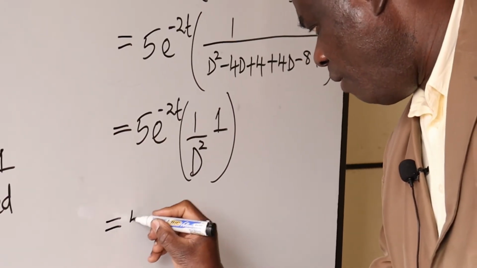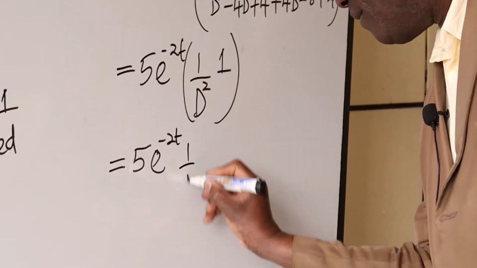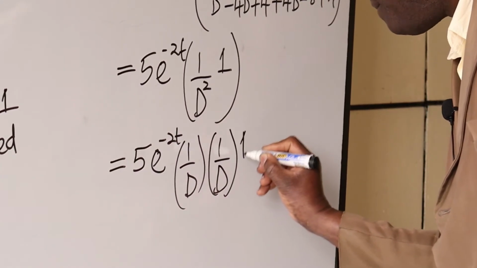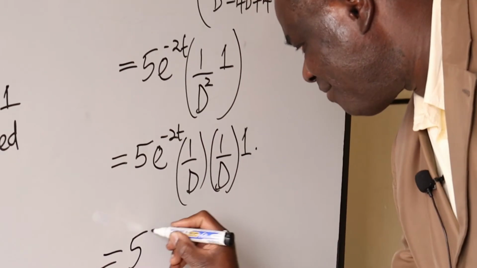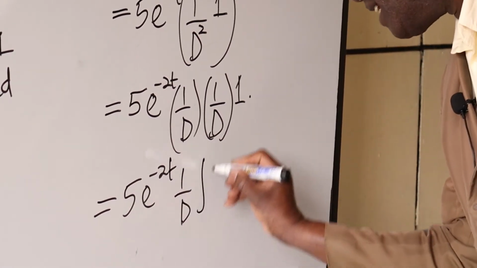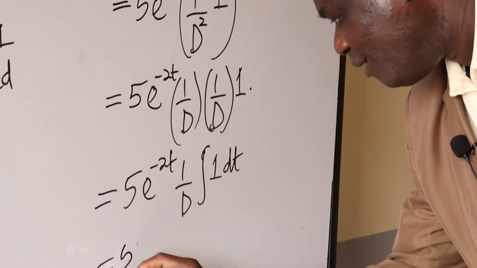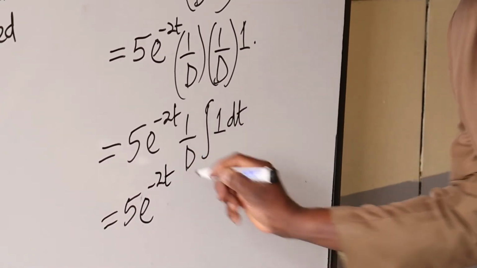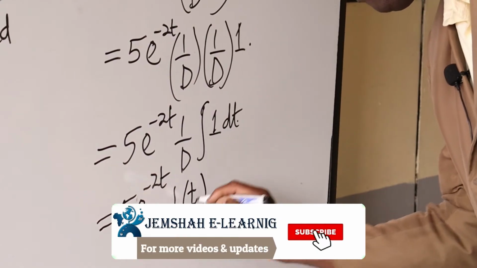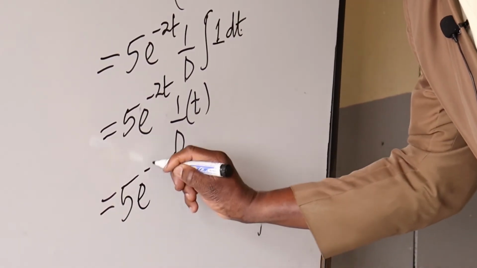Which will be equal to 5e^(-2t) times 1/D multiplying 1, which is 5e^(-2t), 1 all over D. Then for the first 1/D, we integrate 1 with respect to t, which gives 5e^(-2t), 1 over D, the integral of 1 dt, we get t, which is now 5e^(-2t).